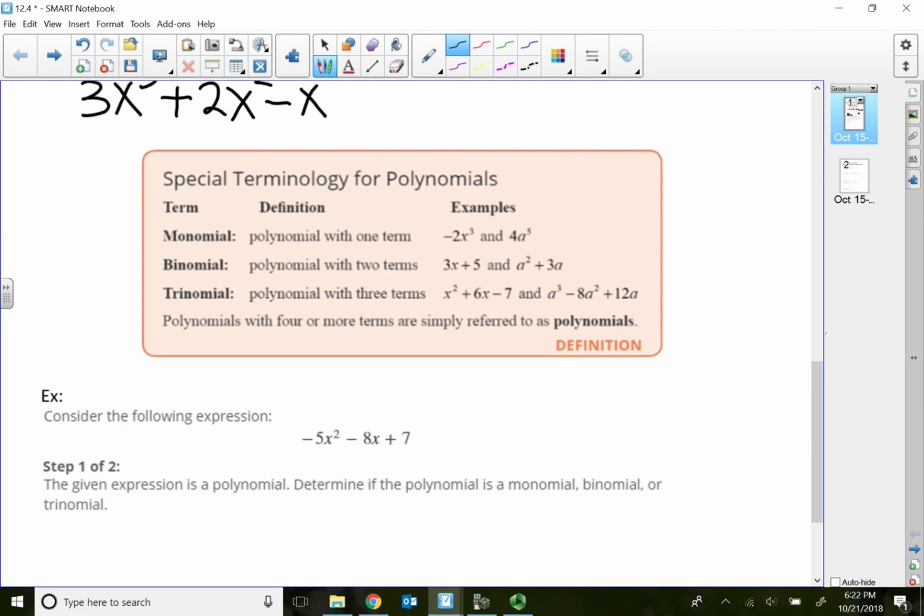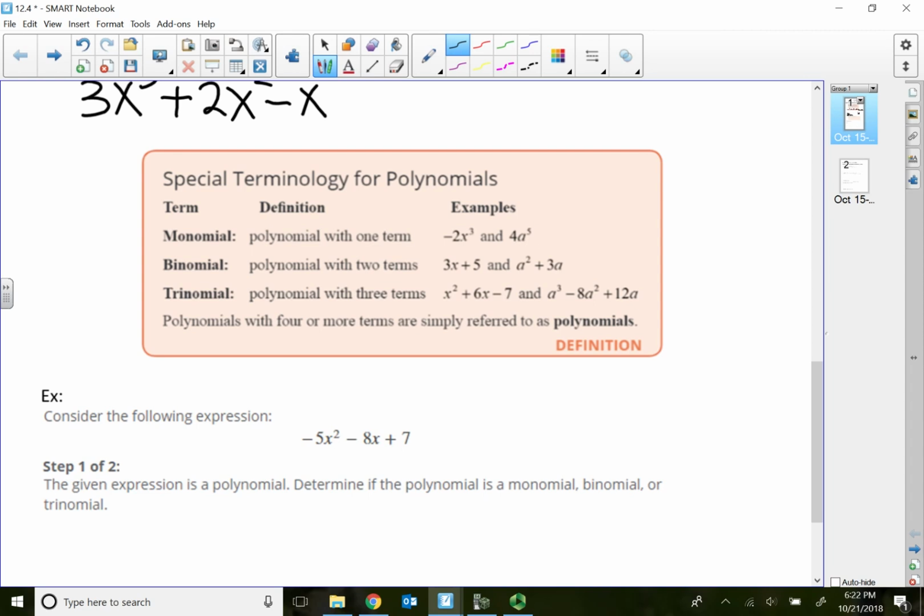What is considered a monomial? A monomial is a polynomial with only one term. To be more specific, that one term has got to have a variable with some sort of exponent attached to it, with the exponent greater than 0. So like -2x to the third, maybe 4a to the fifth. Those are polynomials consisting of one term.